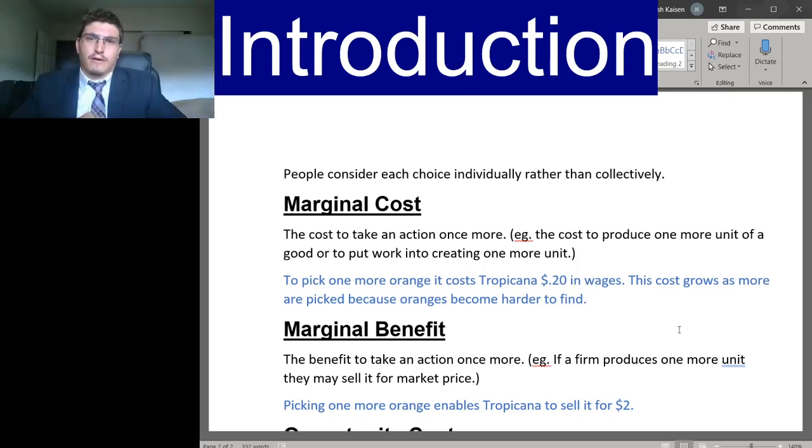We very often quantify effort in economics in monetary terms. The example here is to pick one more orange. It costs Tropicana 20 cents in wages. The cost will grow as you get more oranges.